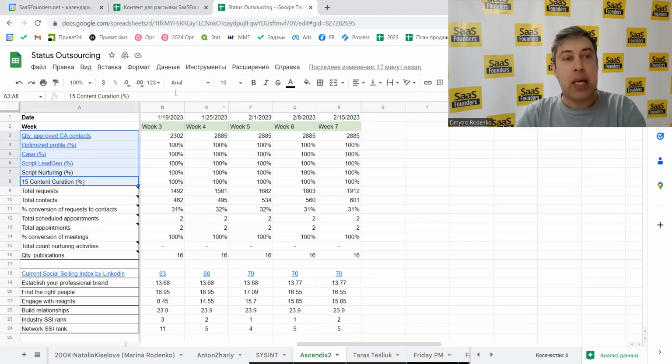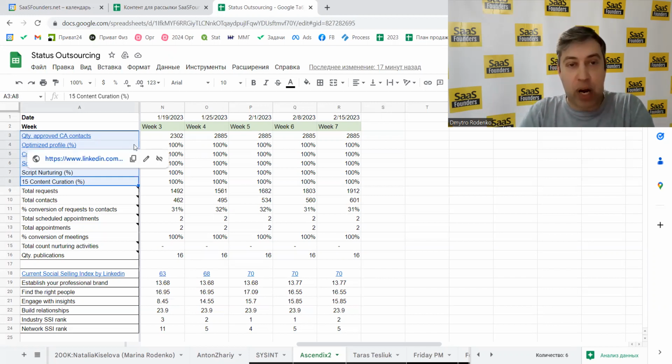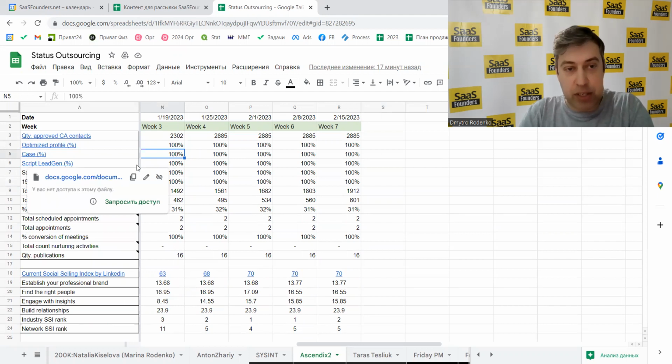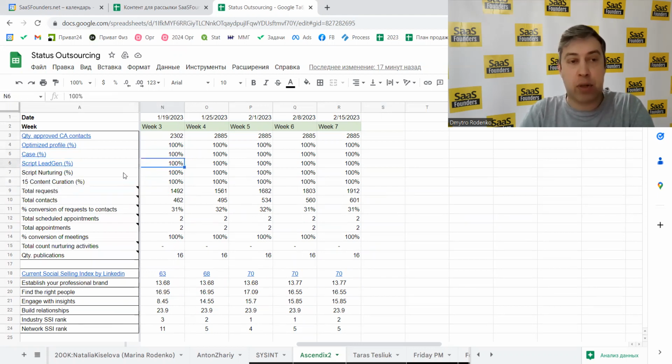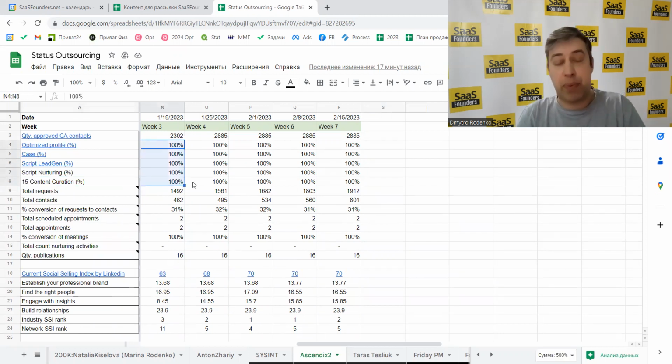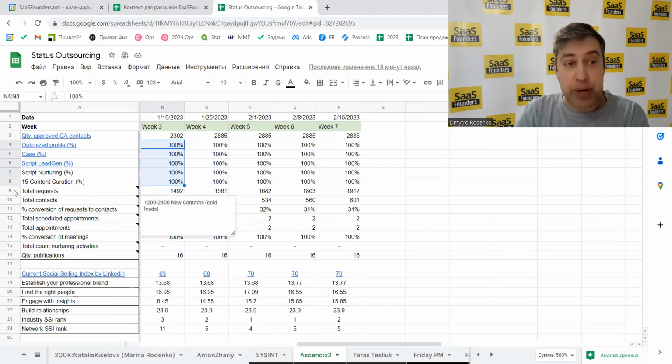It's number one. Then we optimize the profile. Then we prepare the case study. We prepare the script for lead generation, we prepare the nurture script, and we prepare the content for the first month. So this is the preparatory stage, where we prepare everything to get things started, right? And the next indicators are operational.